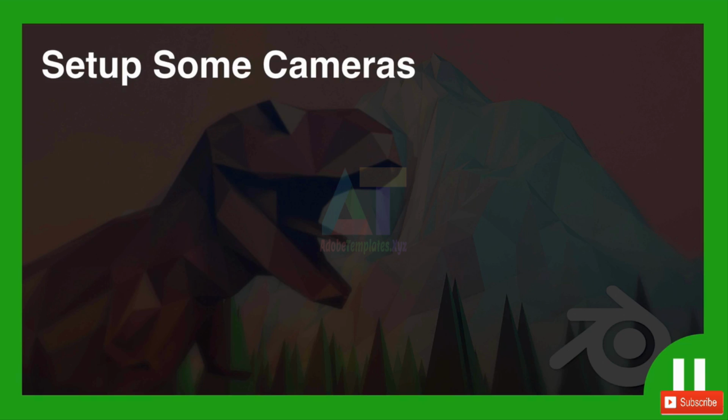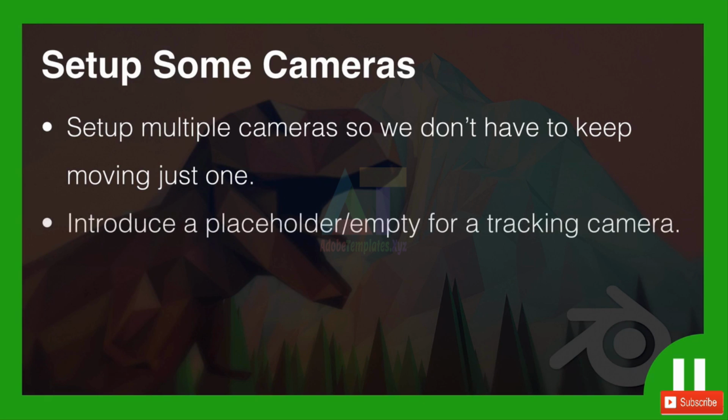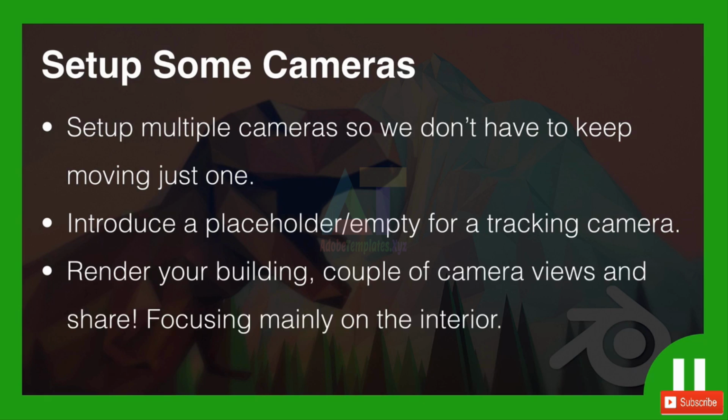And of course, I've got a challenge for you guys now. I would like you to set up multiple cameras so we don't have to keep moving just one. Introduce a placeholder or an empty with a tracking camera, much like you've got on the mannequin. And then render your building from a couple of different camera views and share. Remember, we're mainly focusing on the interior, but if you've got a cool exterior, share that as well. Now do remember that you need to set a particular camera as active in order to render from it. So pause the video now and give that a go.